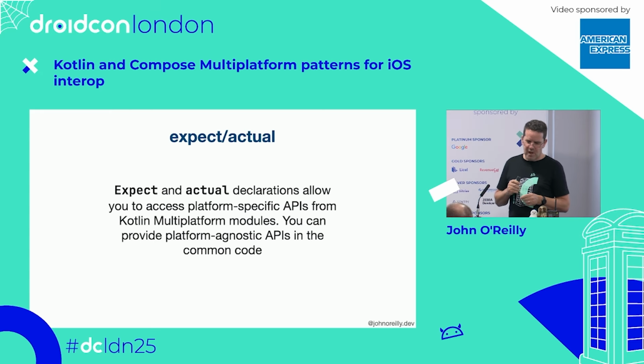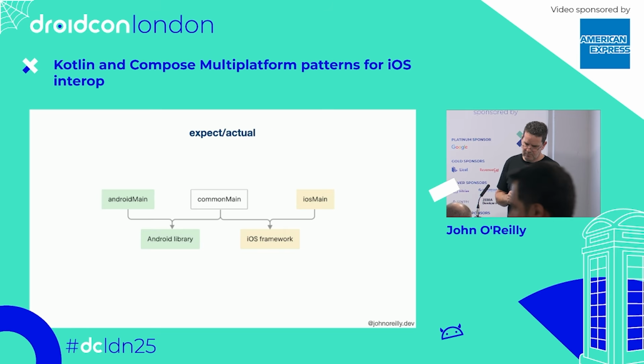So in most KMP projects, we'll need to access platform-specific capabilities. And a key component for allowing that is the expect/actual mechanism. We can expect a particular API, for example, to be available in common platform-agnostic code, and then provide the necessary platform-specific implementations for that. And how we manage that is through various source sets in our KMP modules. We have commonMain for our platform-agnostic code, and then platform-specific source sets for each platform.